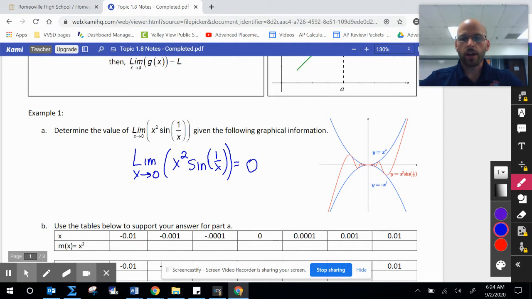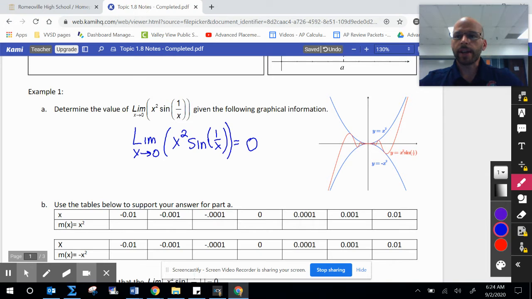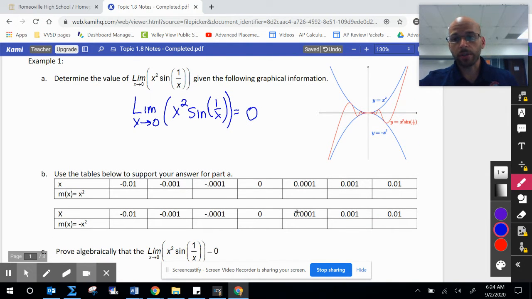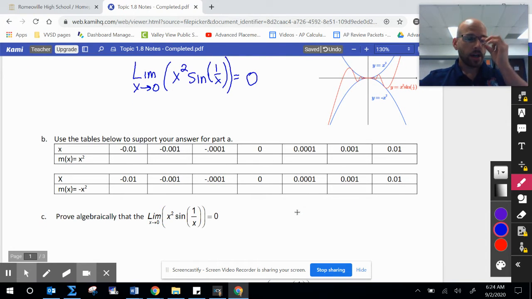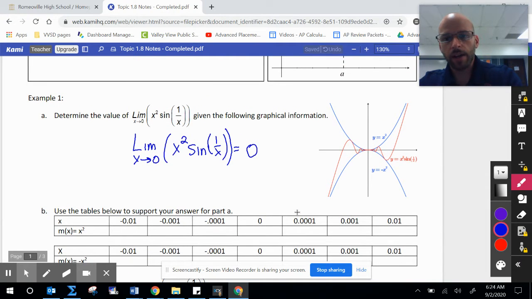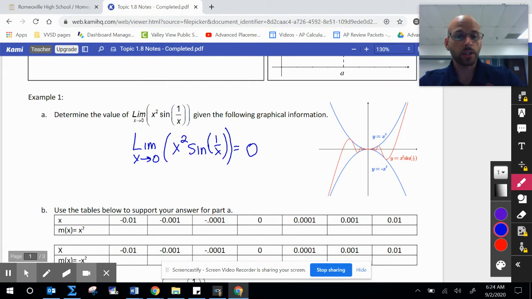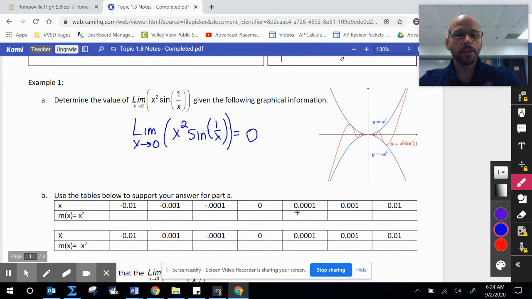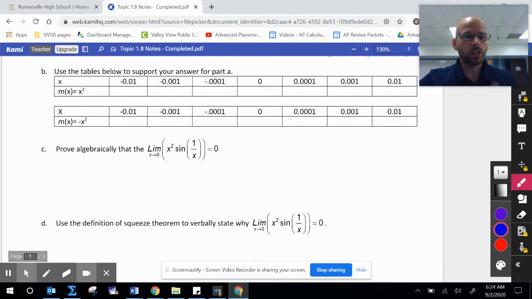But the goal is to try to prove that algebraically and not just guess from looking at a graph. I am going to use my calculator here. I've pre-calculated some numbers, so you might need to take your calculator out and find some of these values. If you look at this graph, I have this function sandwiched between x squared and negative x squared. You'll notice that x squared is always greater than the red function, and negative x squared is always less than the red function. I know that because sine of 1 over x just oscillates between 1 and negative 1. So I'm going to complete this table of values.